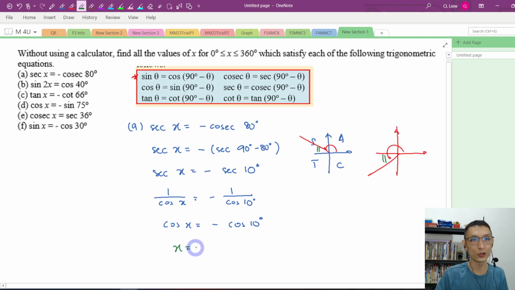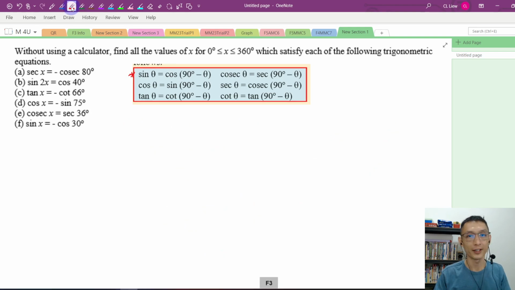So x is equal to 170 degree from here, 180 degree minus 10, and 190 degree, 180 degree plus 10. So this is the way how we get the answer without using our calculator. Okay, now let's try part B.